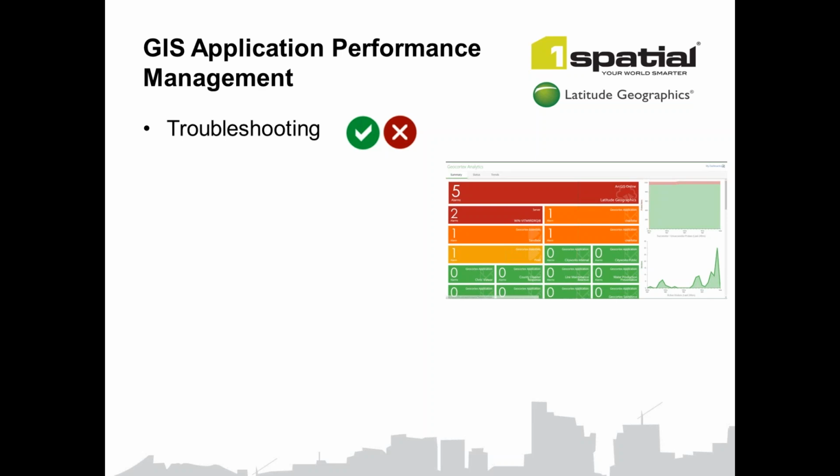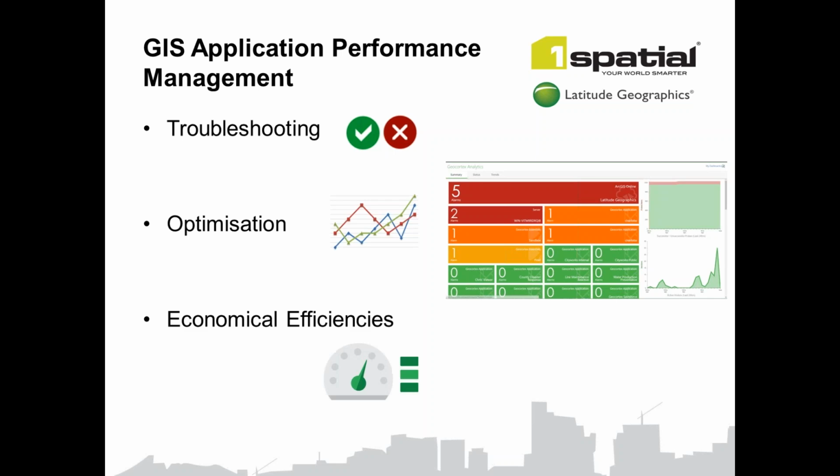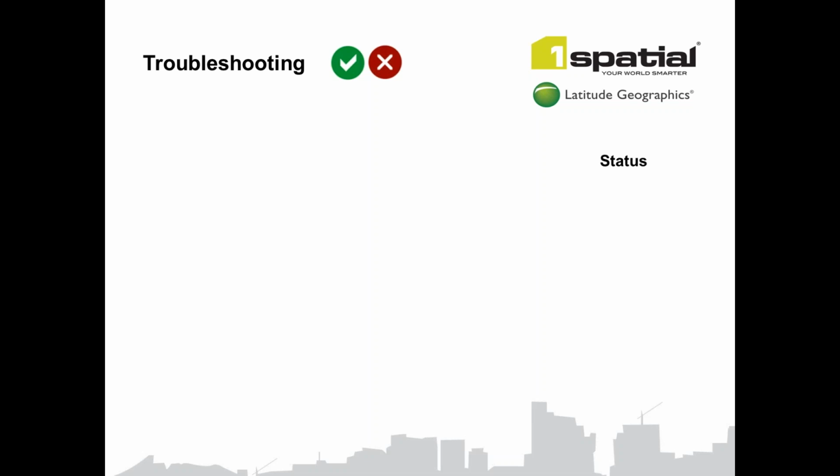So let's start off with troubleshooting. What we want to know is, is the system working? Then we can have a look at optimization. Can we improve our system? And then we can have a look at some economical efficiencies. Is it valuable? Can you see your returns on your investment? So let's look at these individually.